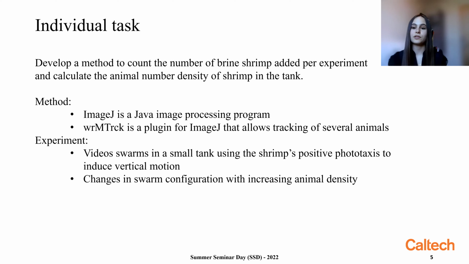Then, to prove the usefulness of this method, I set up an experiment to determine the changes in swarm configuration with increasing animal density. I determined the number of shrimp being added to the tank during progressive tests and then captured videos of the swarm in a small tank using the shrimp's positive phototaxis to induce vertical motion.